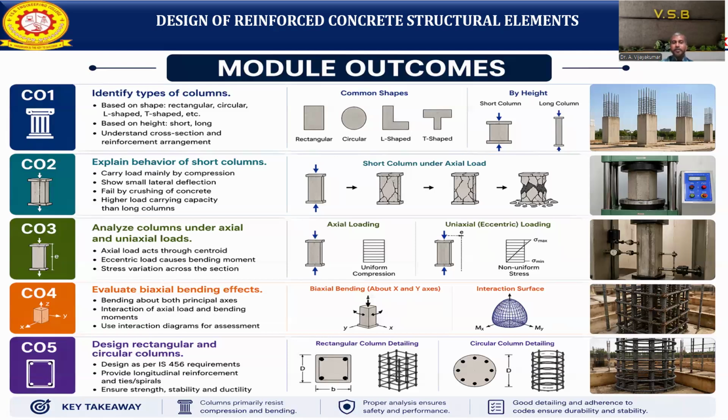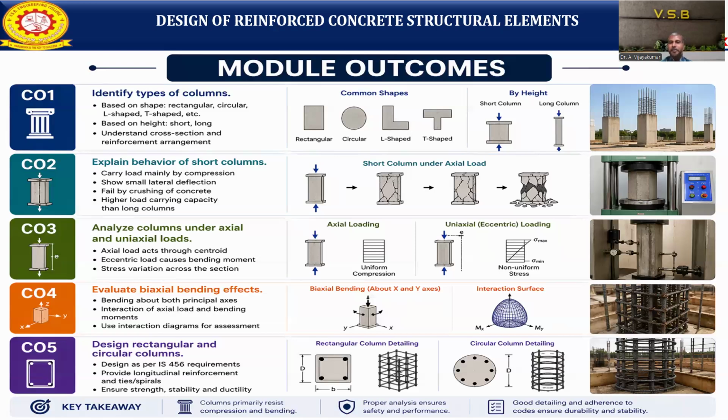Now you can provide the longitudinal reinforcement, ties or spirals. If we do this properly, we can ensure the strength, stability and ductility of the structures. So we need to understand the overall outcome of this module: columns predominantly resist compression as well as bending. We need proper analysis to ensure the safety and performance of the structure. Good detailing in accordance with the codes ensures durability and stability of the structure.